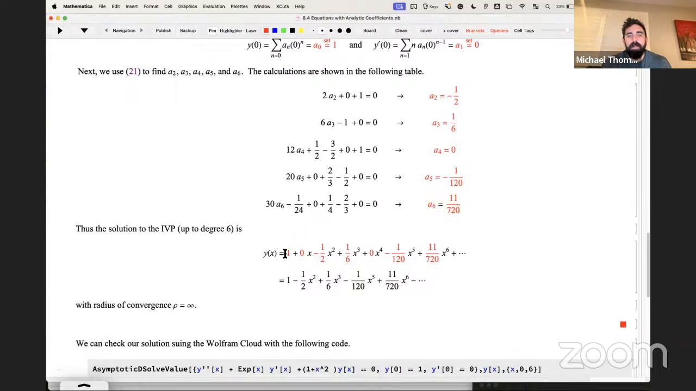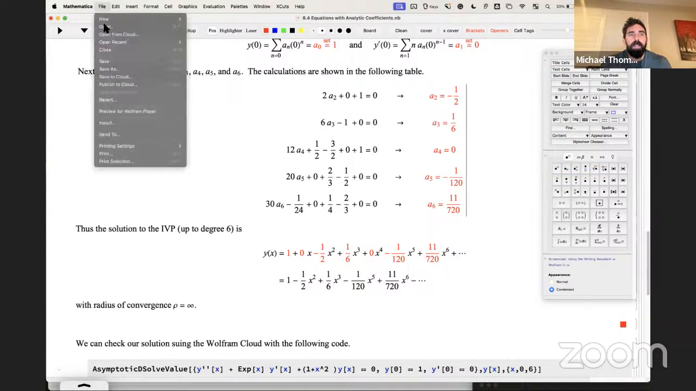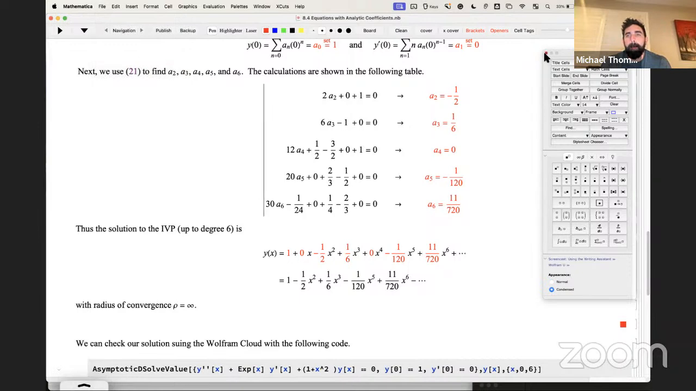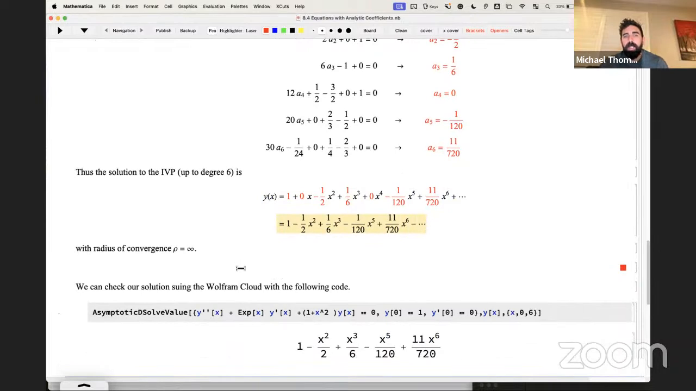So now we can write out our series solution to the IVP. This is going to give us a solution up to order 6 because we solved up to a6. So there they are. We just simply plug them in. So there's your solution. And we should maybe simplify this a little bit so we can kill that 0 there. So there's our solution, and we already proved it has an infinite radius of convergence.